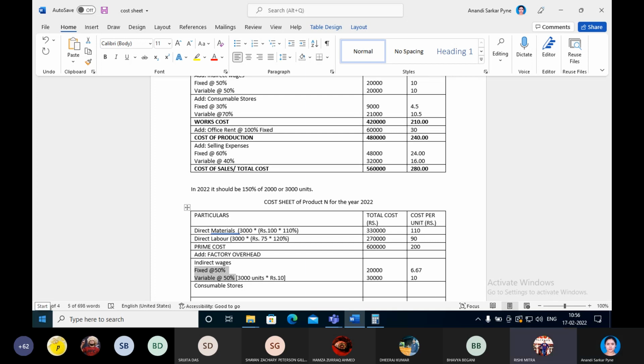Ma'am, I'm getting a bit confused. Why are we doing it this way, 3,000 into 10? Because here the cost per unit is fixed, but there the amount is fixed. Here the cost per unit will be 20,000 divided by 3,000 units. Am I clear? Yes, ma'am. That's how you got 6.67.